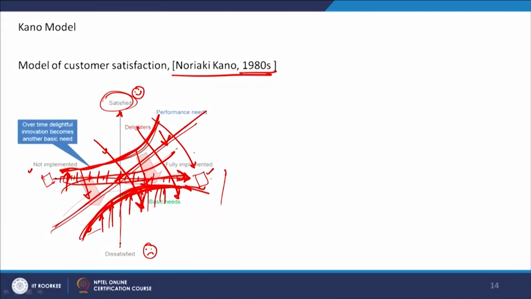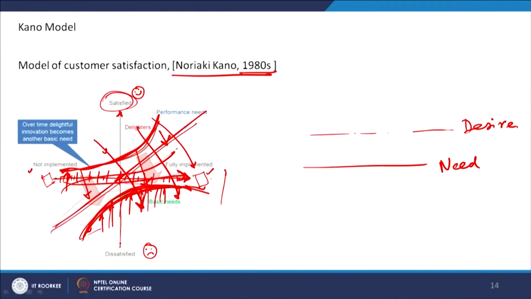So the basic needs are what they were at that time, and there is a need of the customer, and then there is a desire which customers want, but which is not the basic need. Over time, when the desires are added in most of the competitive products, these desires again come as a need.